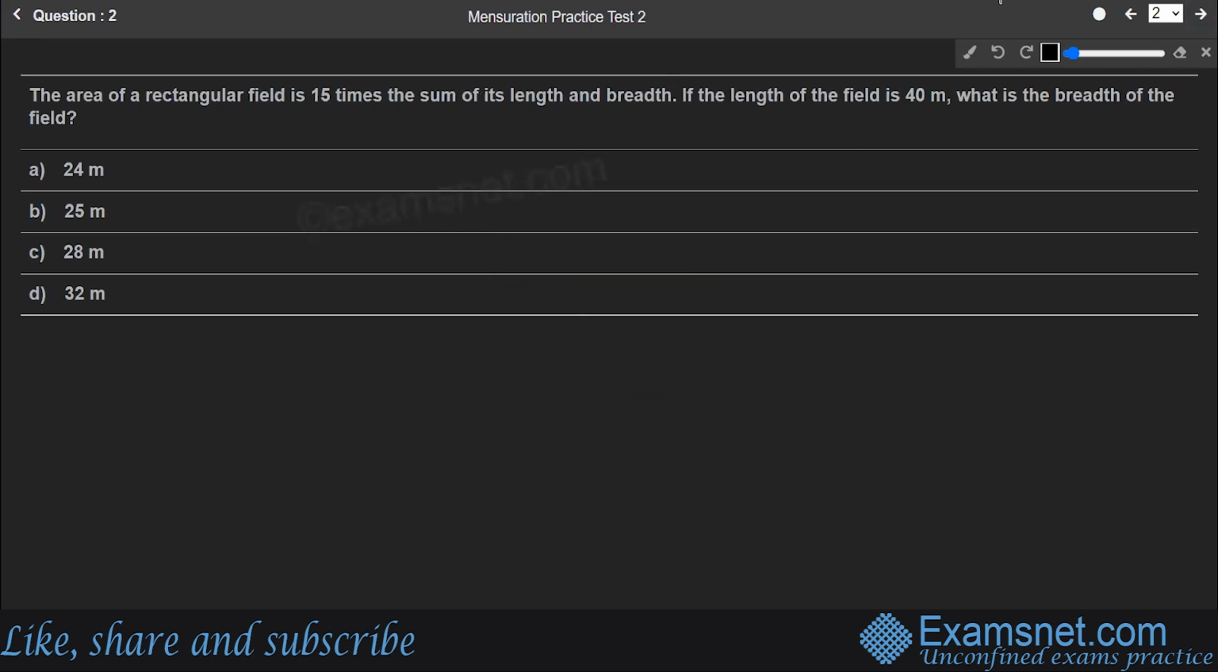The area of a rectangular field is 15 times the sum of its length and breadth. So we need to evaluate this particular condition and make some expression out of it. If the length of the field is 40 meter, what is the breadth of the field? So clearly he says the length he has given as 40 and breadth he wants us to calculate. Area of the rectangular field is given as L into B. He says this area is 15 times the sum of its length and breadth, that is L plus B. 15 times L plus B.